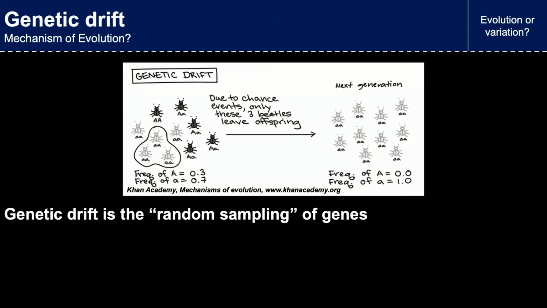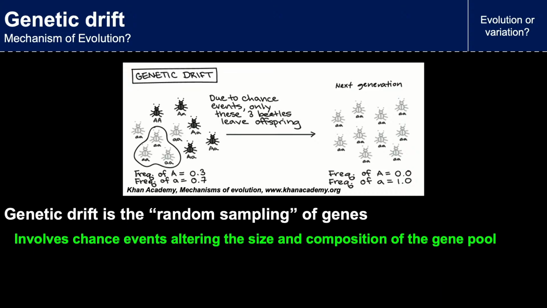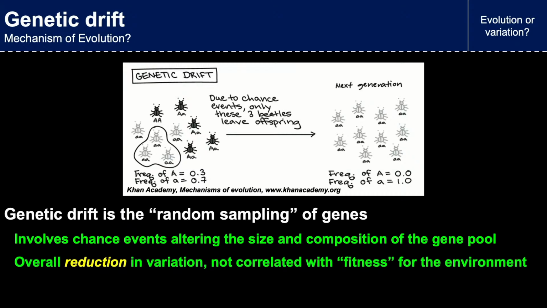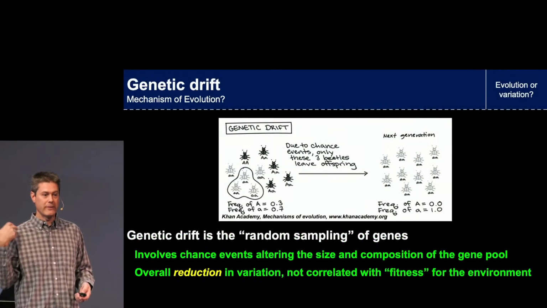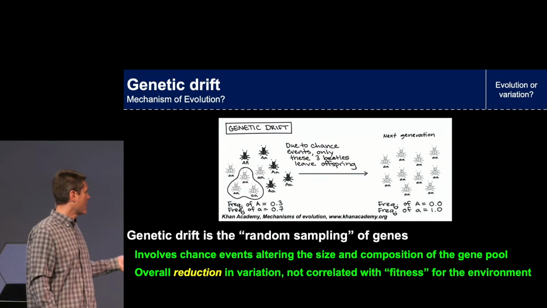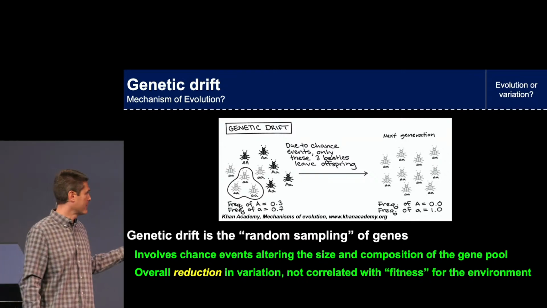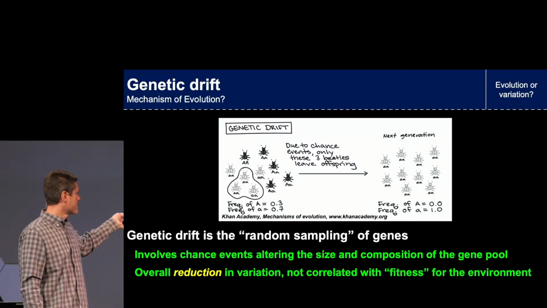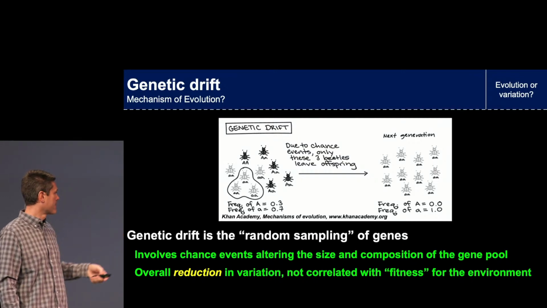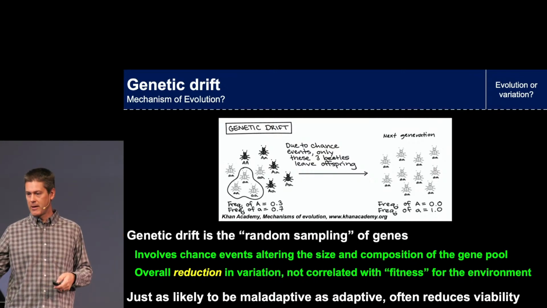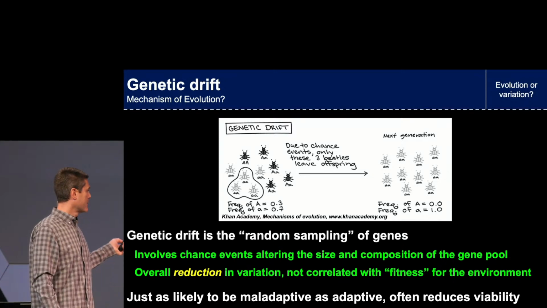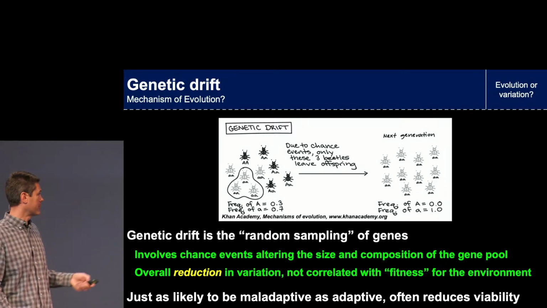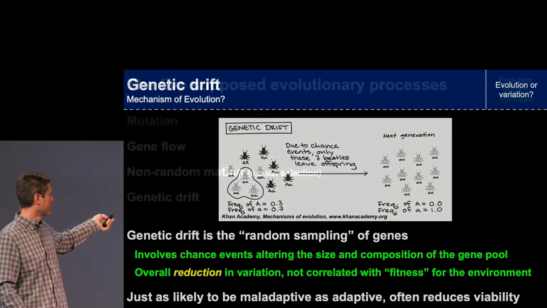There's nothing selective or purposeful about it. It basically just involves chance altering the size or the composition of the gene pool. Overall, it actually creates a reduction in variation because you're removing information from the gene pool. It has nothing to do with fitness to the environment. And again, it's just as likely to be maladaptive as adaptive. It actually often reduces the viability of the population. So it's actually a harmful thing.